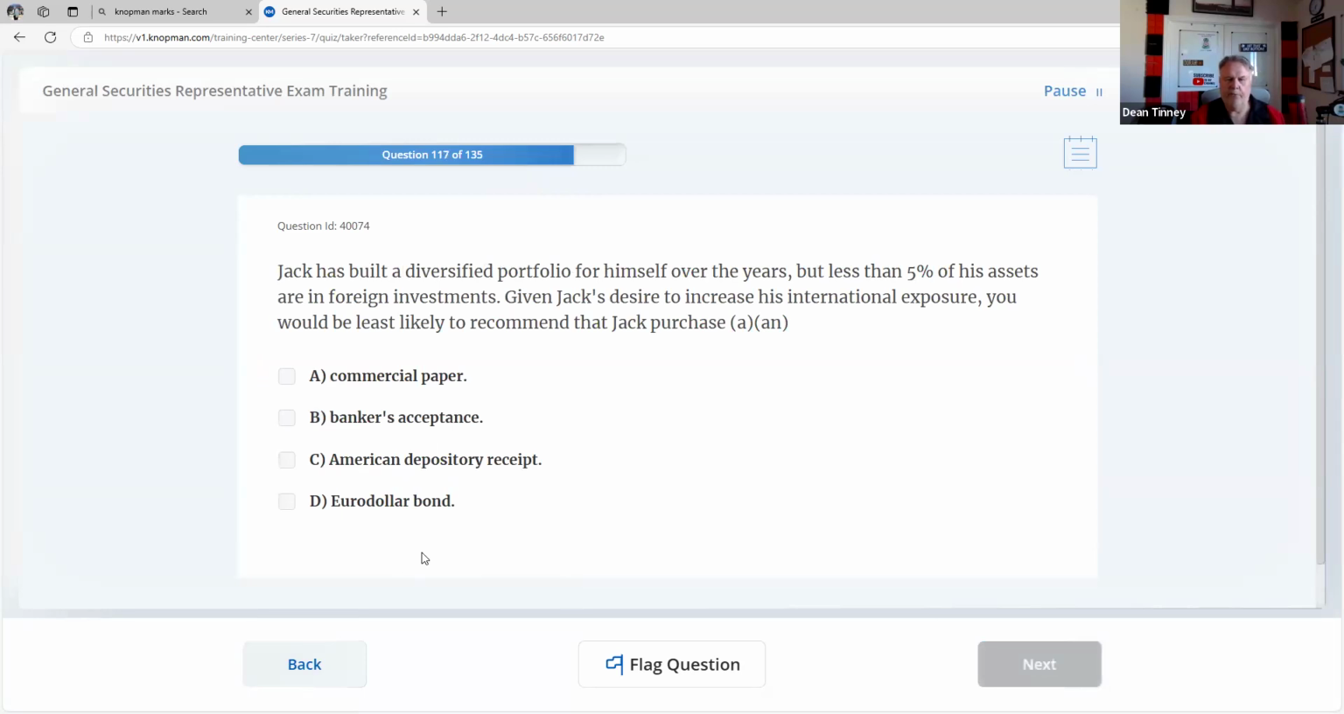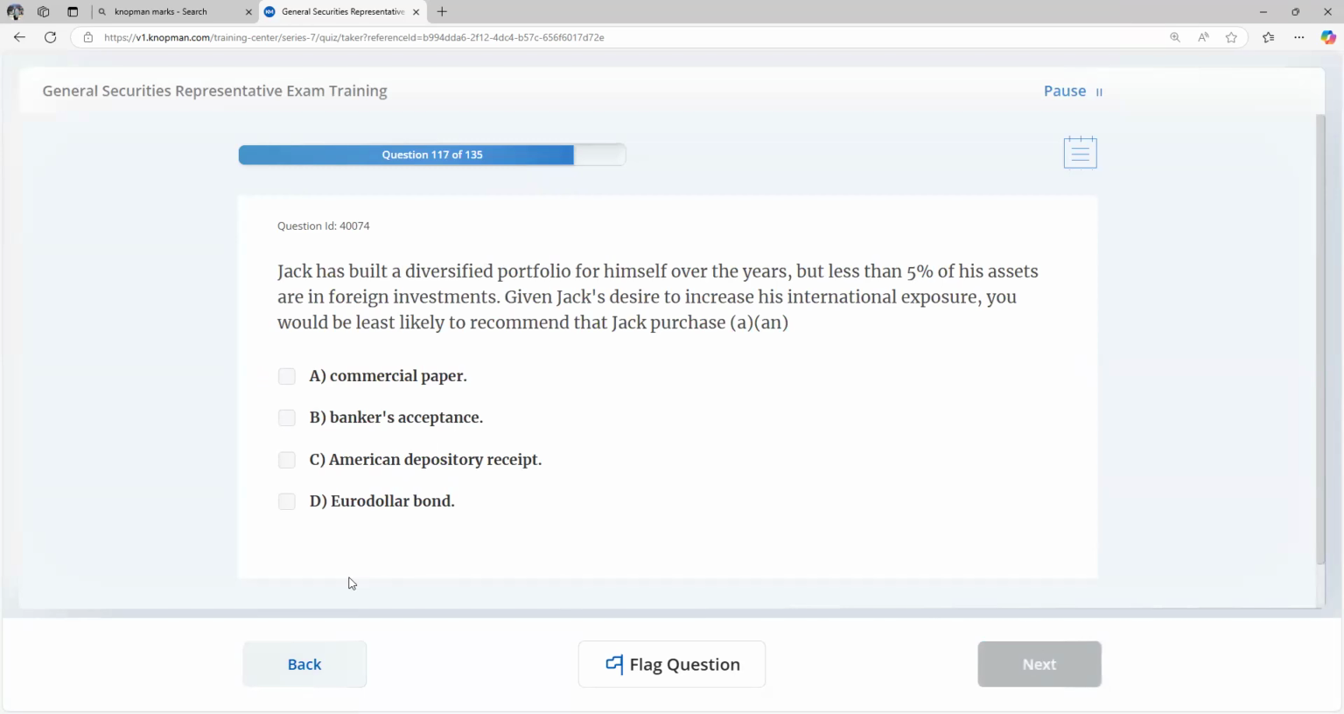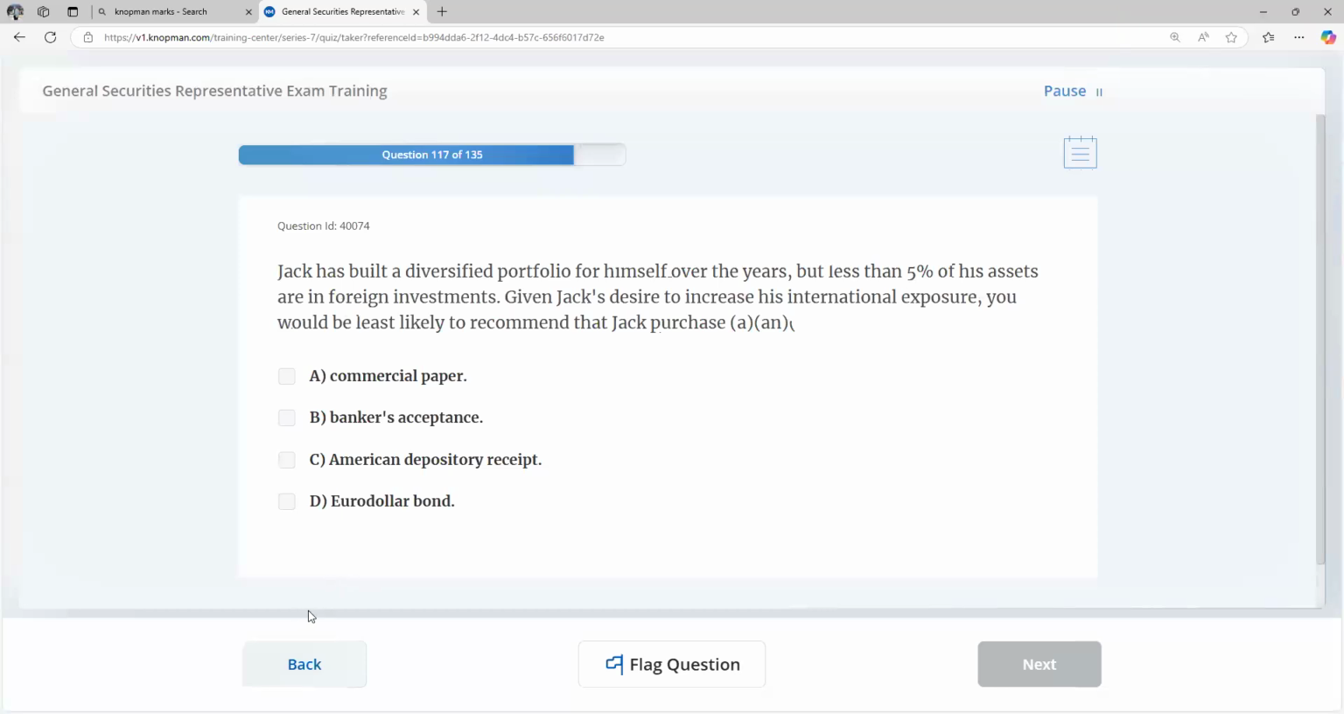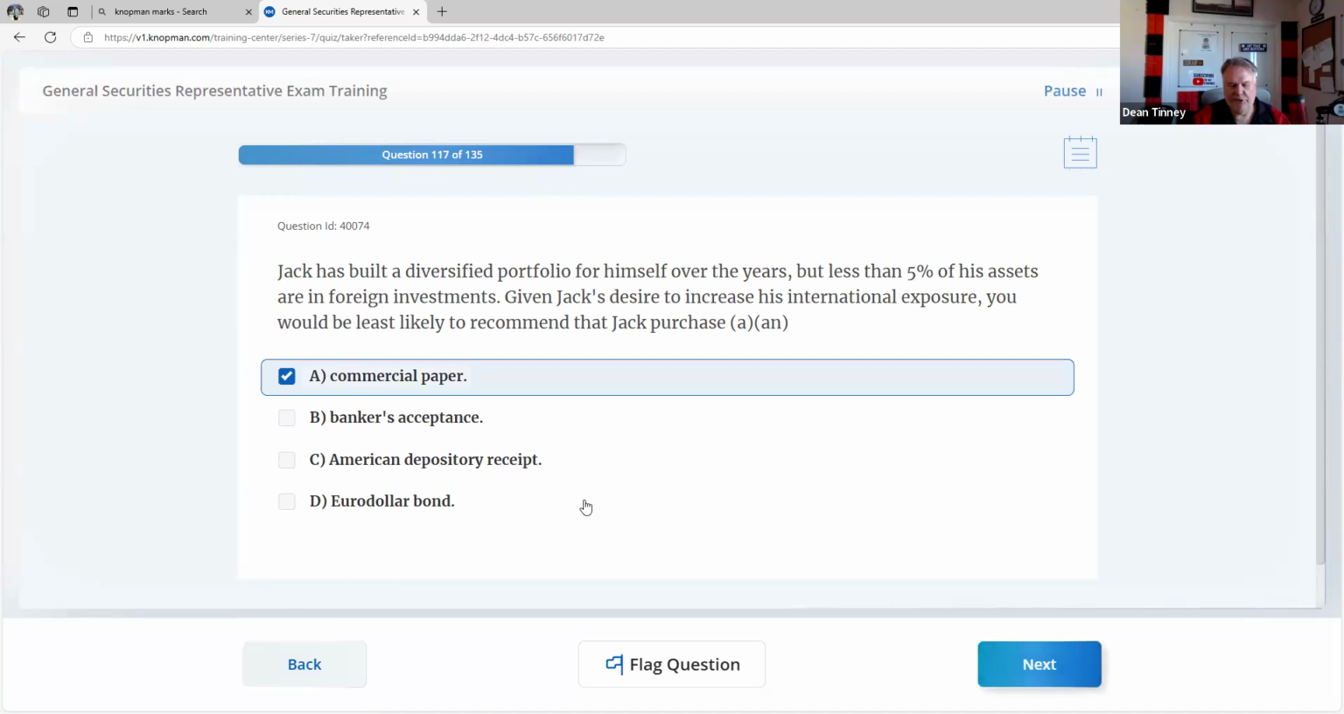Jack has built a diversified portfolio for himself over the years, but less than 5% are foreign investments. Given Jack's desire to increase his international exposure, you would be least likely to recommend Jack purchase. Well, you want him to purchase a Eurodollar. Would be least likely. So one of these things doesn't provide him international exposure. Is that the commercial paper? Yeah, I think it's a terrible question. I think that's going to be the answer, but kind of a weird question. I'm not quite sure why they would ask this question this way.